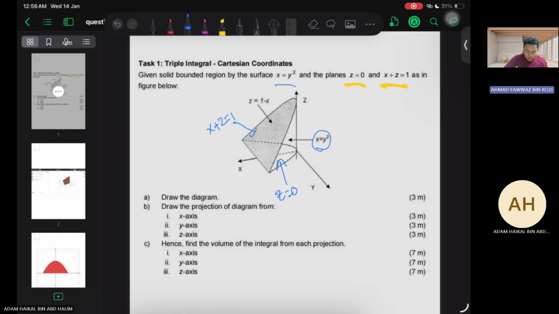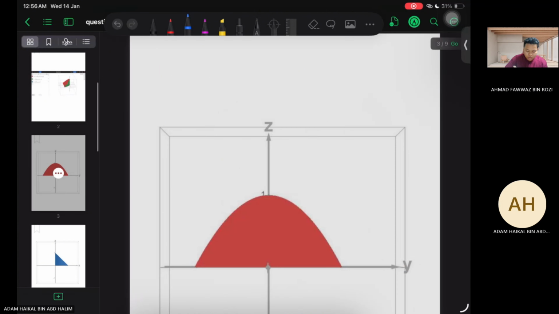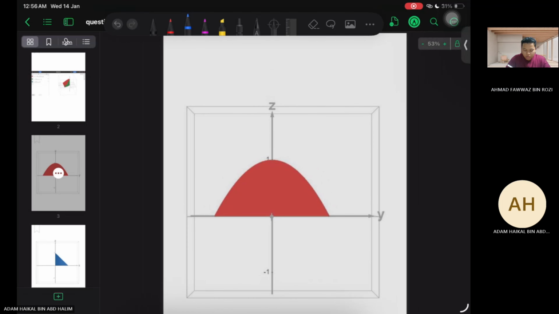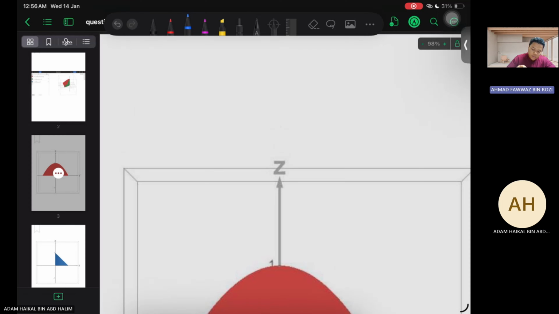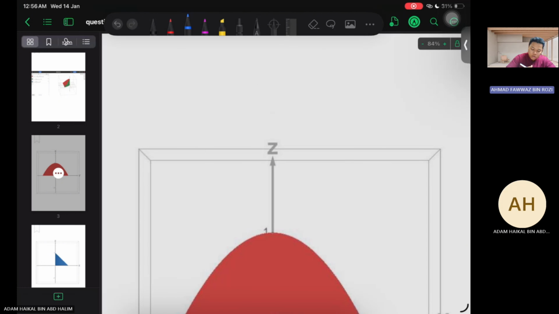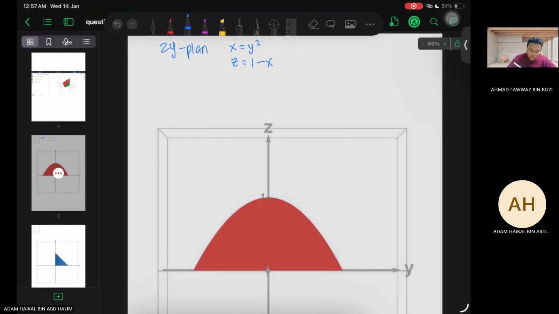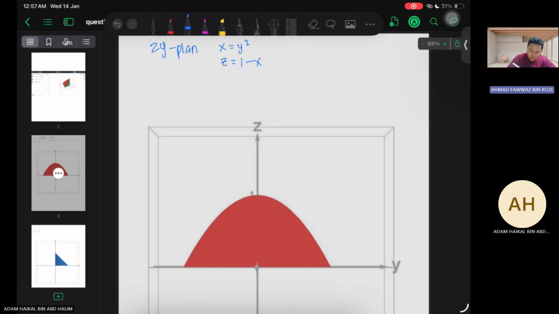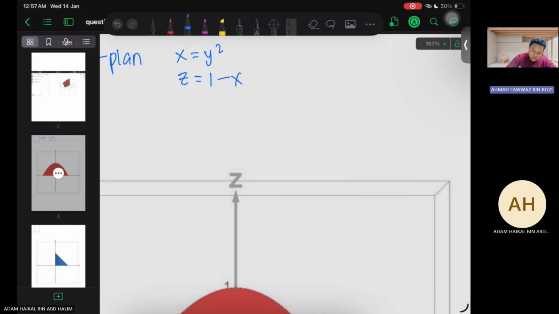Okay, from the x direction, how we want to draw the x direction is we ignore the x axis and only use the z y plane. From the question we know x equal to y square and z equal to 1 minus x. From these two equations we get z equal to 1 minus y square.